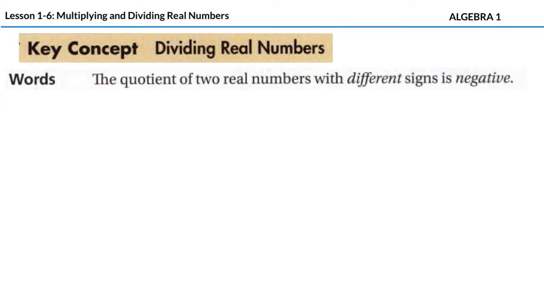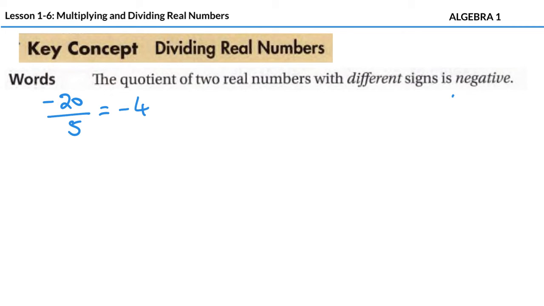Easy to understand. For example, negative 20 divided by positive 5. What will be the quotient? Positive or negative? It's going to be negative because the quotient of two real numbers with different signs is going to be negative. So it's going to be negative 4.